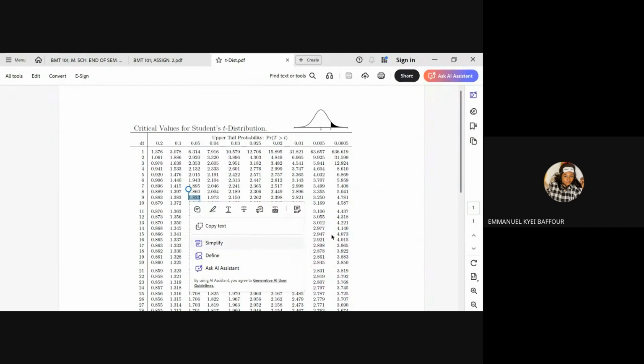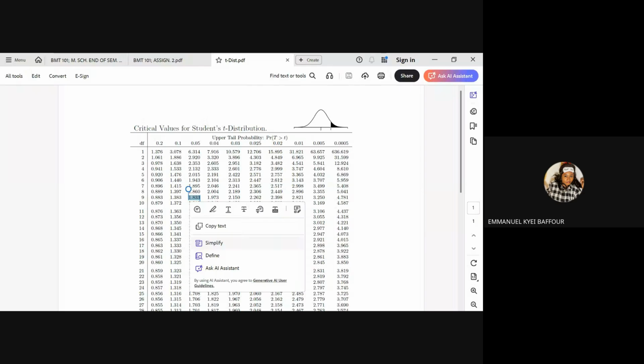Did you all get that? Yes, sir. We have this as our T with 9 degrees of freedom, 0.05 is giving us. What is the value that we had? 1.833. Okay.